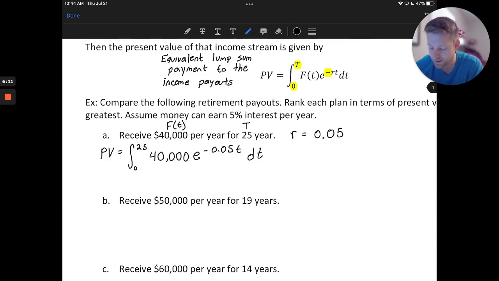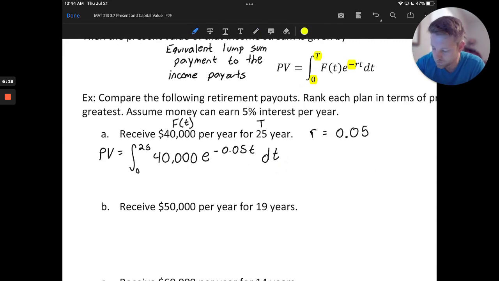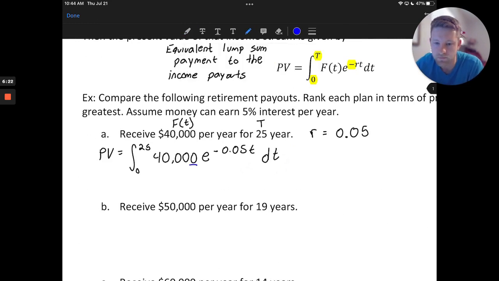So let's take a look at actually evaluating this integral. Notice that we do have a constant value out in front here, and so we'll just leave that for right now.